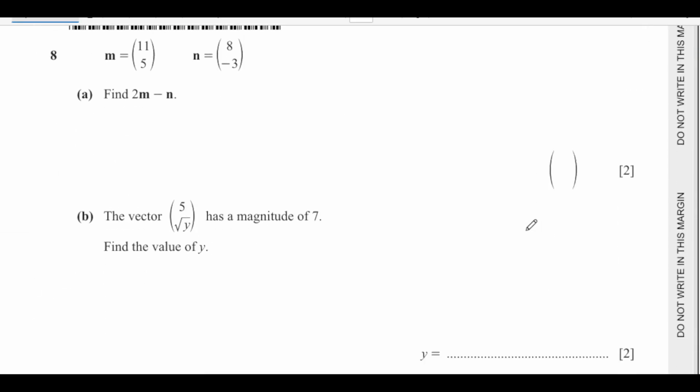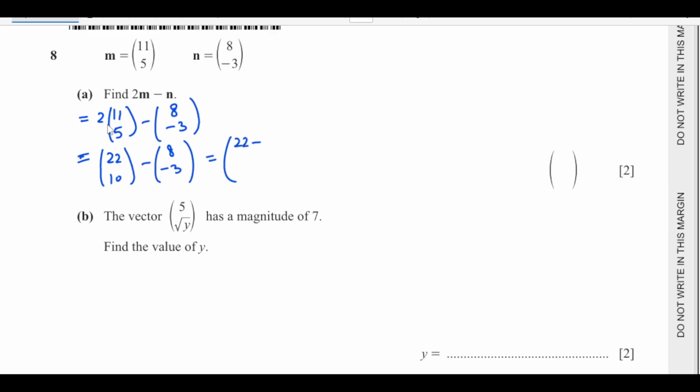Now, number 8, m we are given, n we are given, find 2m minus n, right. So, we will just plug in all the values exactly the way they are given. M is (11, 5) and minus n is (8, minus 3). Okay. So, now this 2 will be multiplied inside to both digits, 22, 5 times 2 it is 10, minus (8, minus 3). So, this is 22 minus 8 and 10 plus 3. 22 minus 8 is 14 and this is 13. So, our answer is (14, 13).